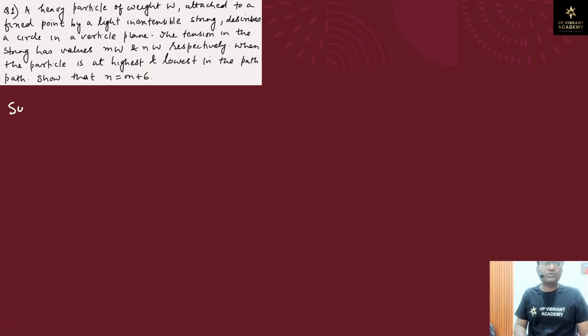A heavy particle of weight W is attached to a fixed point by a light inextensible string. Let us consider this as a string. It describes a circle in the vertical plane. So what is given in the question is that a heavy particle of weight W is attached to this string. It is drawing a circle in the vertical plane.